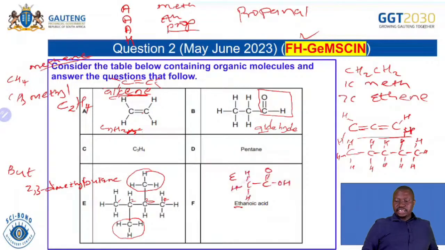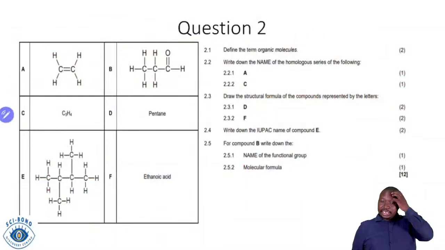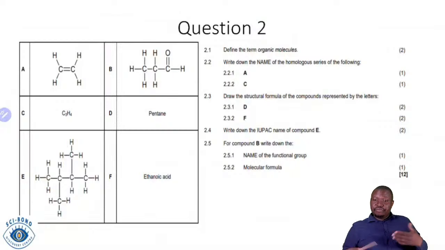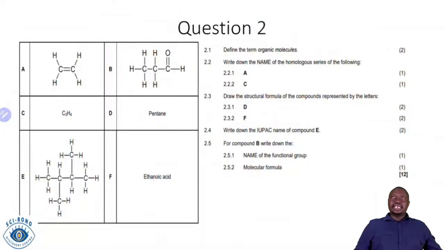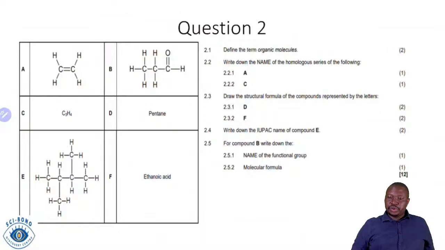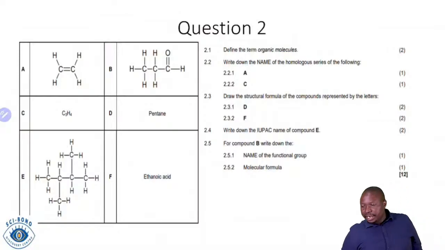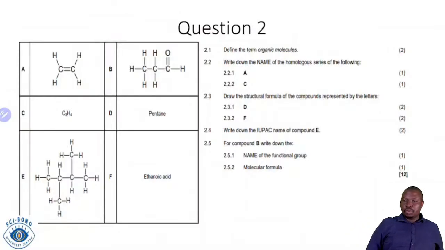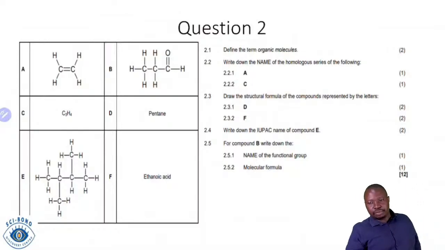Now, this is what you must do first so that you understand the structure before you go to questions. These are the questions that were asked. Look at the first question: define the term organic molecules. Remember what we were saying? We're saying organic molecules, these are molecules that contain carbon. They are made up of carbon. So we say molecules containing carbon atoms. So these are organic molecules.